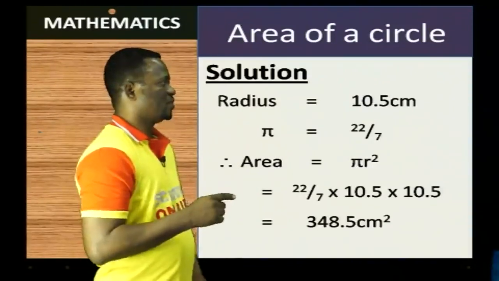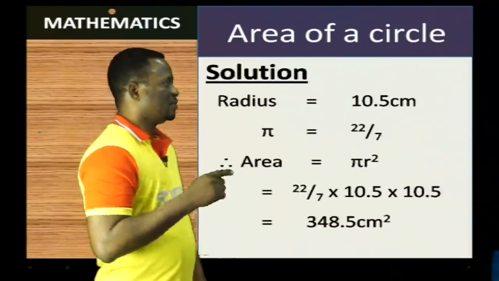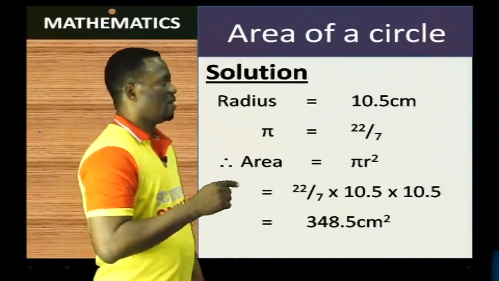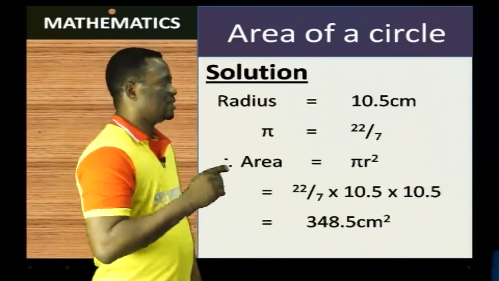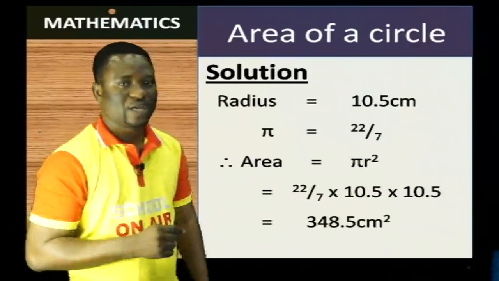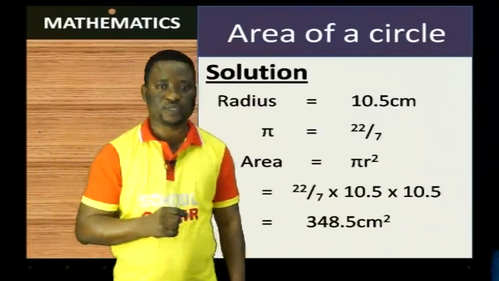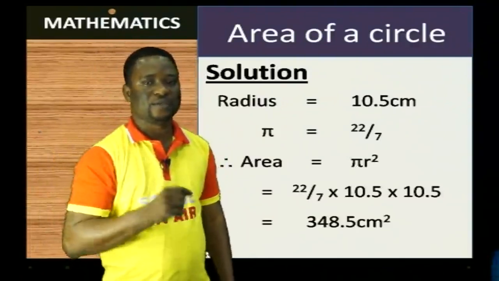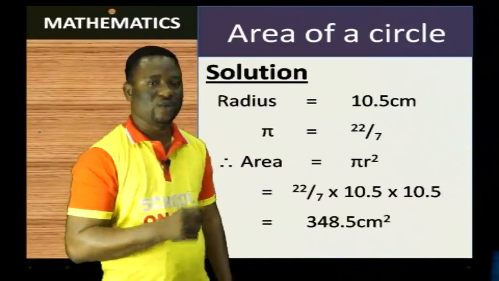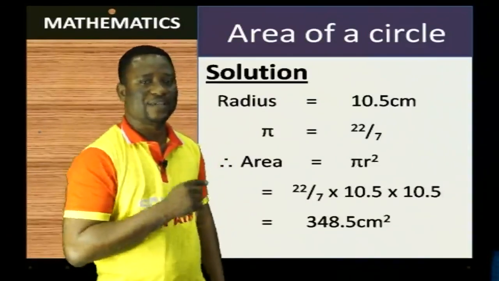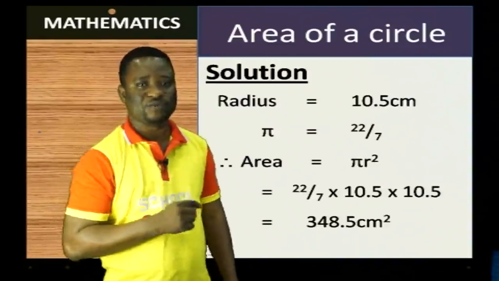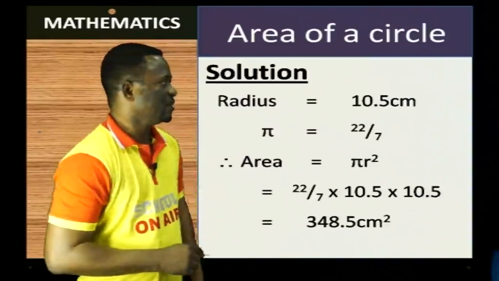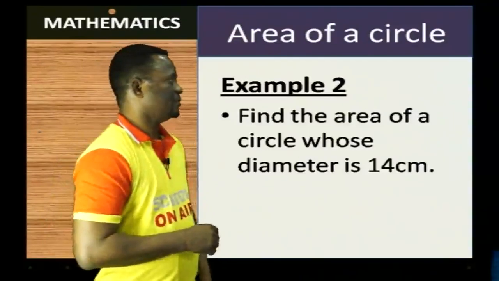If we multiply 22 by 10.5 by another 10.5, divided by 7, we will have 346.5 centimeter squared. Students are advised to be careful of the units because the unit for area is unit squared. Whatever the unit is, you square it. Here we have centimeter as our unit, and for that reason we have centimeter squared. Let us look at another example.